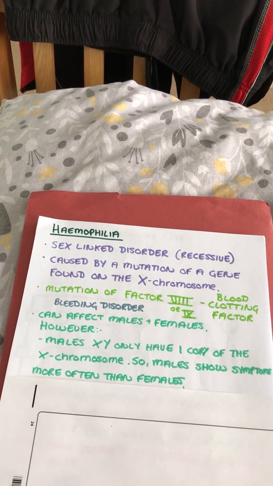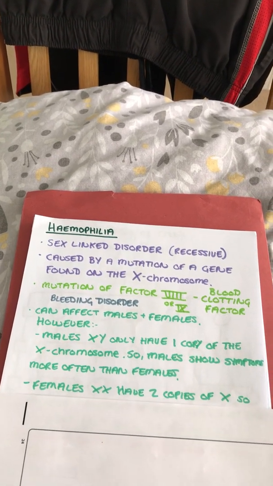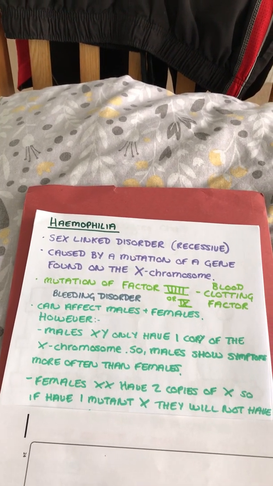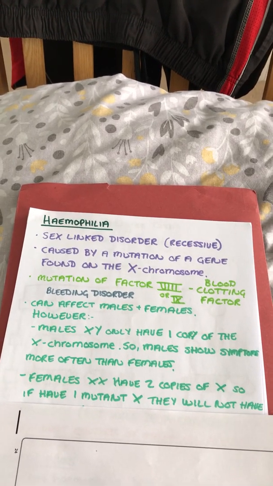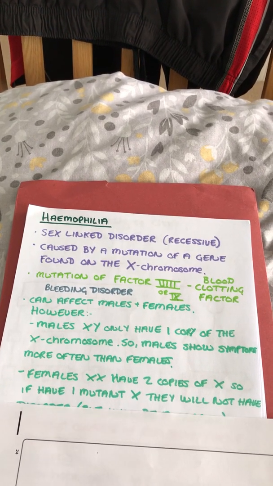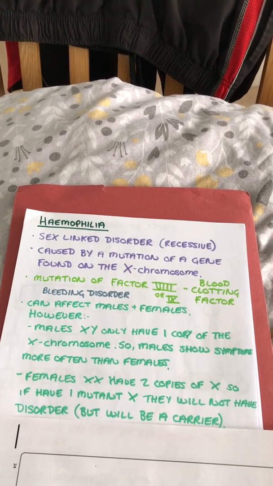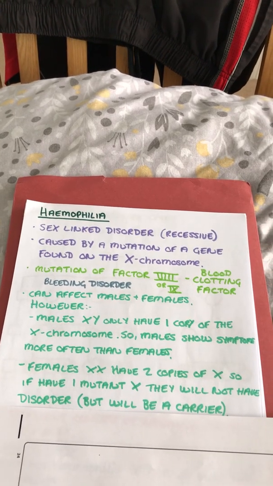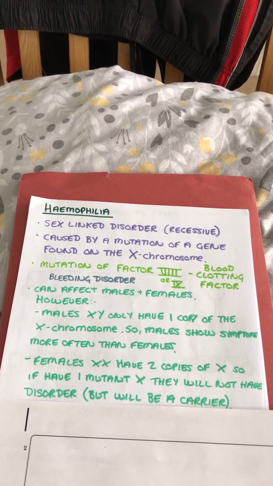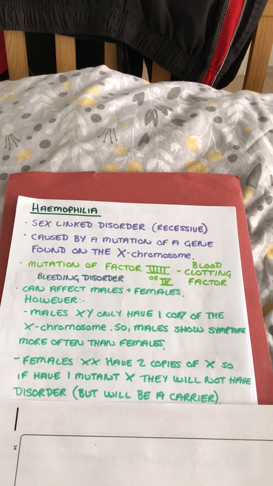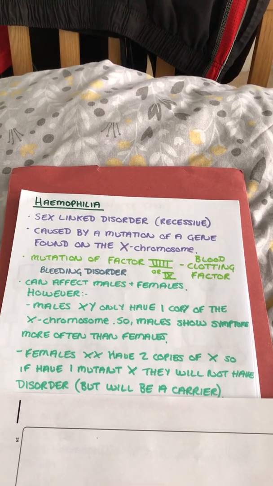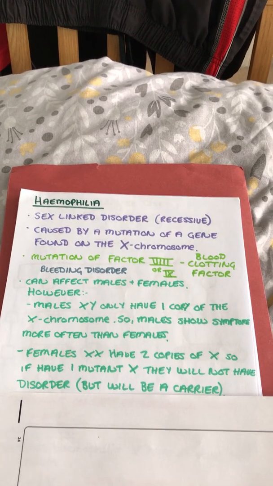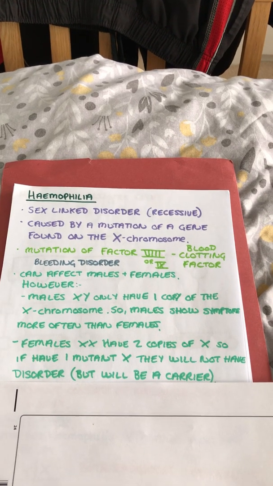Okay, whereas females have 2 copies of the X chromosome. Okay, and if one of these happens to be a mutant, because you still have a healthy other X chromosome, you will not have the disorder, but you will be a carrier. And actually, females who have 2 mutant X chromosomes generally die when they are fetuses, or they die at birth. Okay, so it's very, very extreme for a female to have 2 mutant copies of the X chromosome.